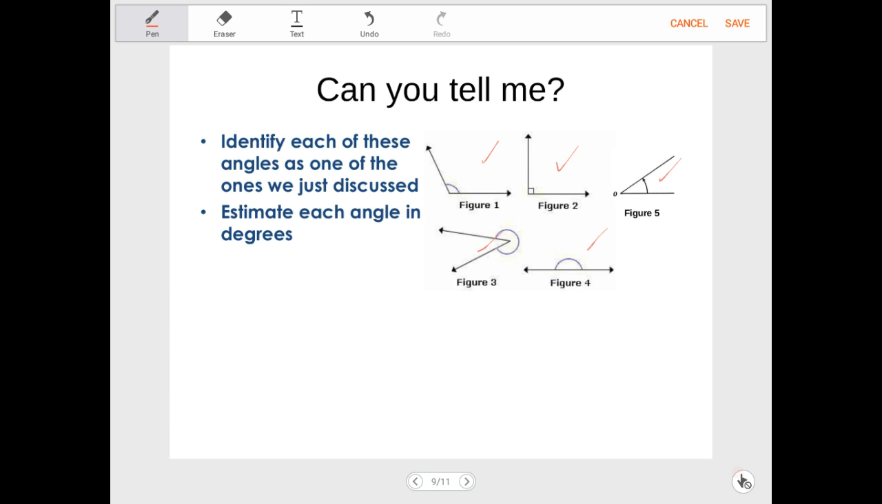Figure 3, sorry, I guess I'm going down here. This is figure 3. This is a reflex angle. Figure 4 would be a straight angle, and figure 5 would be an acute. Please make sure that you can identify those types of angles.